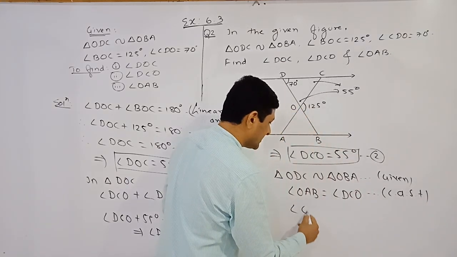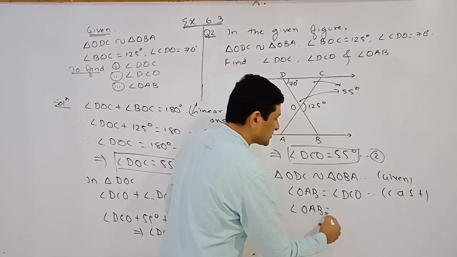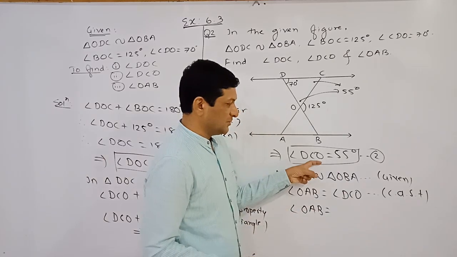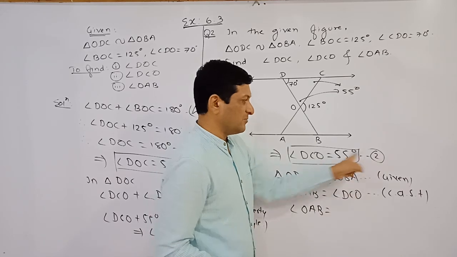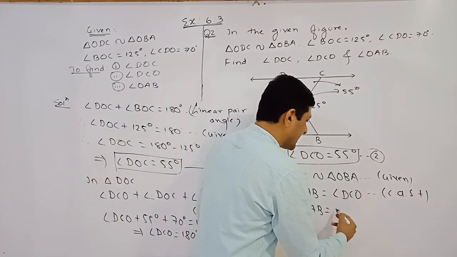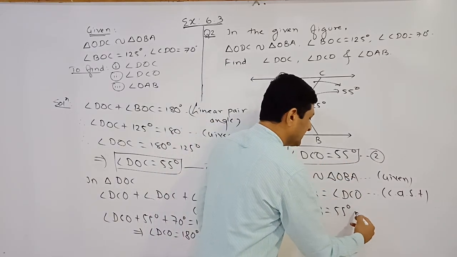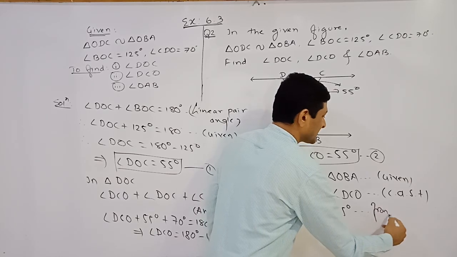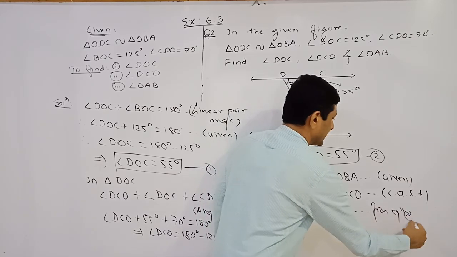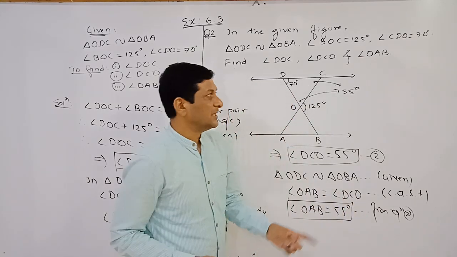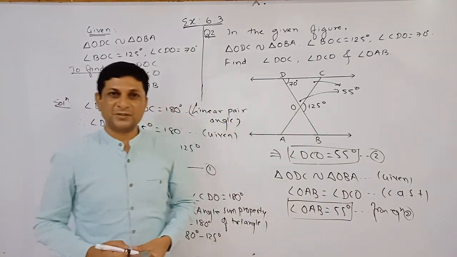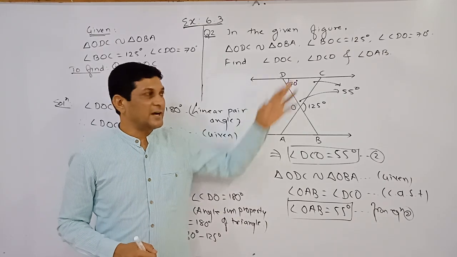Therefore angle OAB, keep it as it is. Angle DCO can be replaced by 55 degrees from equation number 2. So its value is 55 degrees. In this way we have got the third required value, and so we have got all three required angles.